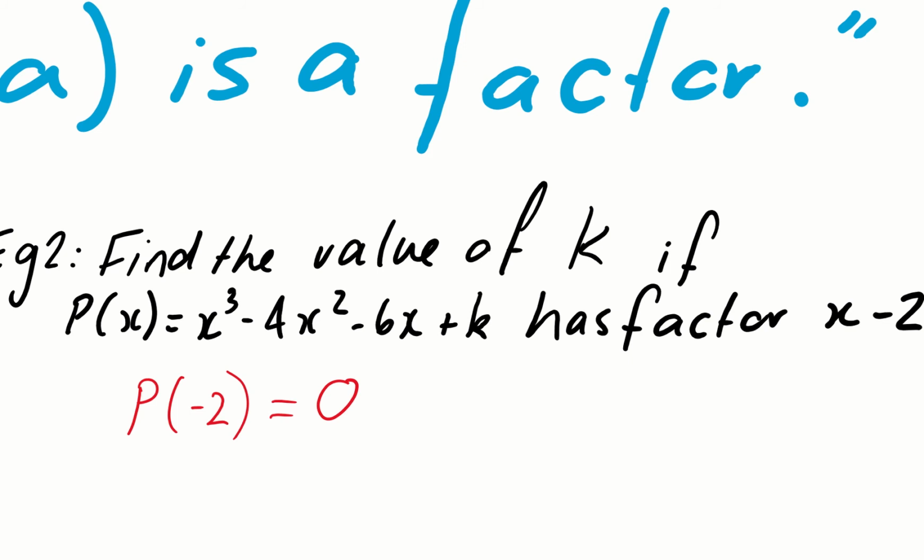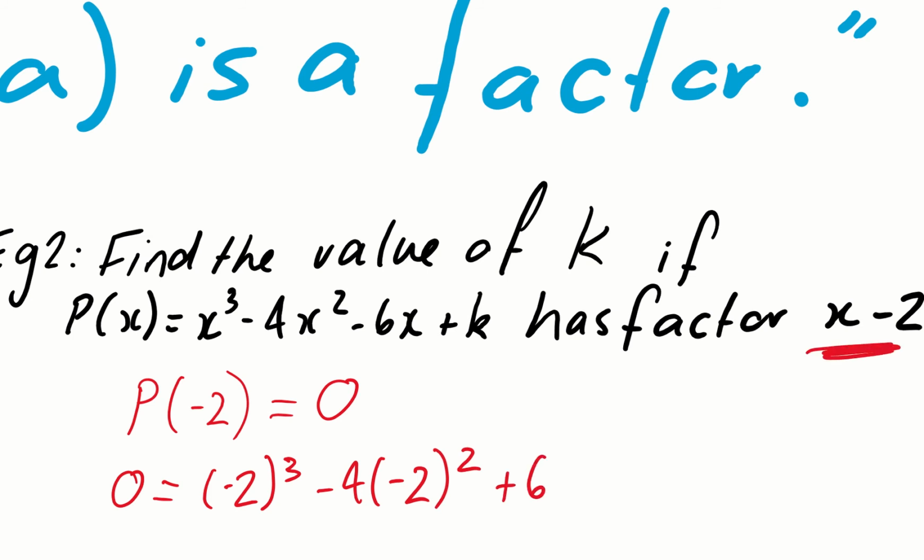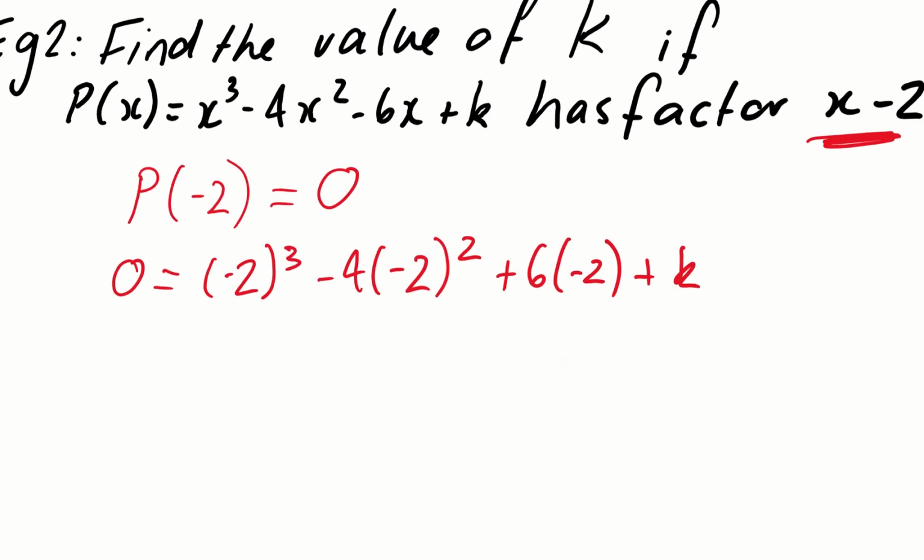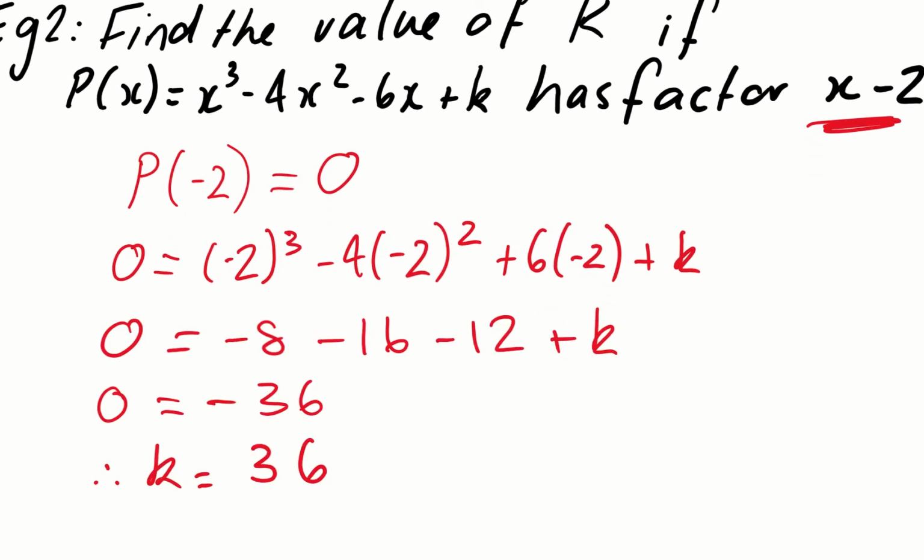Which means that if I sub in 2, I should get that equaling to 0. So I sub in my 2 and I solve it for k because I know that they told me it's a factor, so it has to be equal to 0. And I'm just going to solve that now for k. So there's my value of k. 36.